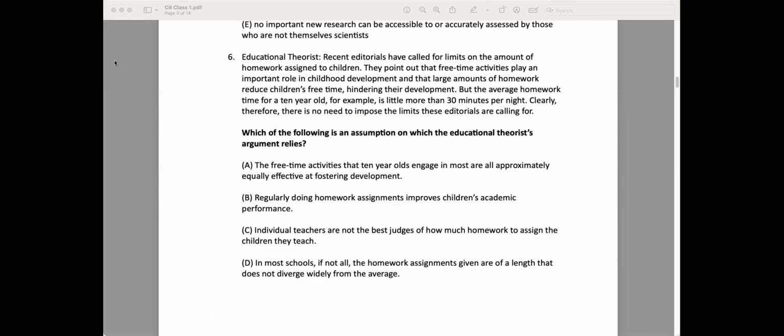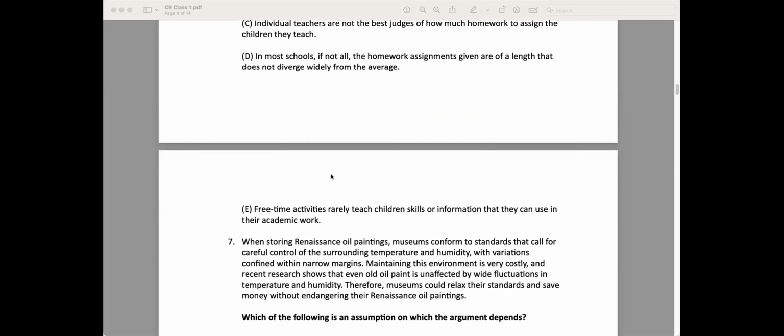Let's see option E. Free time activities rarely teach children skills, or again, it doesn't hit the time required for assignment. That is the point of contention, and it doesn't hit that. Understood, everyone? Any doubts? Any questions?